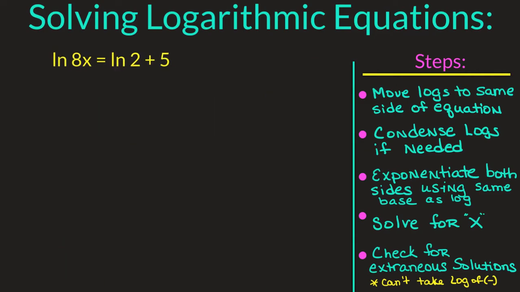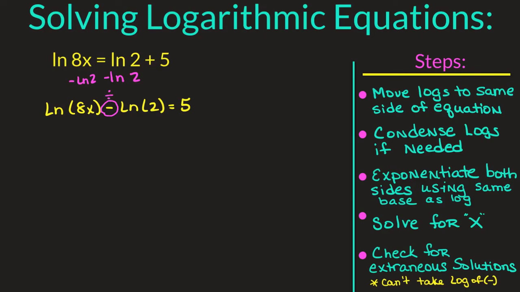Okay, so our final log equation that we're going to solve is ln of 8x equals ln of 2 plus 5. Here we are going to have to move our logs to the same side, in this case our natural logs. So I'm going to subtract ln of 2 on both sides, giving us ln of 8x minus ln of 2 equals 5. Next, we're going to want to condense, so we're going to write the ln one time, and since we have a minus, that's going to make us have a division between them.